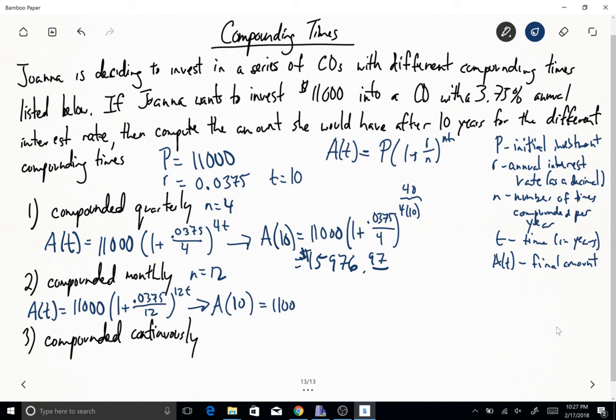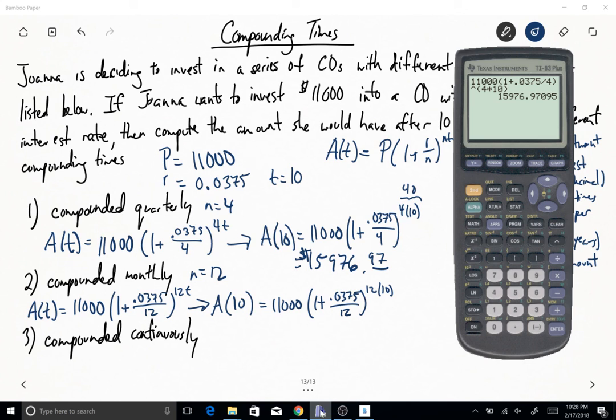11,000 times 1 plus 0.0375 divided by 12, and then we have 12 times 10 there. So once again, my recommendation is to just push in 120. That'll be a lot easier, but I'll do it the hard way.